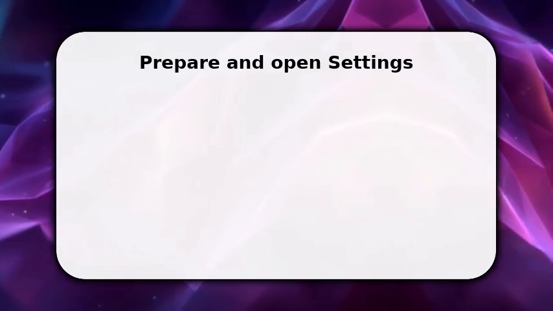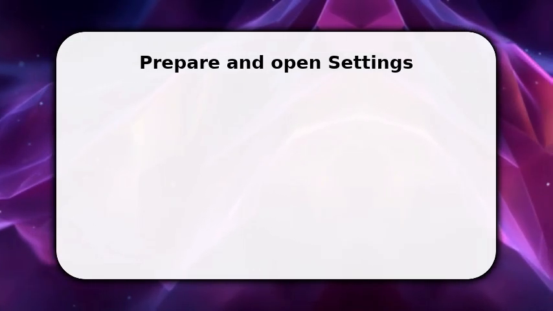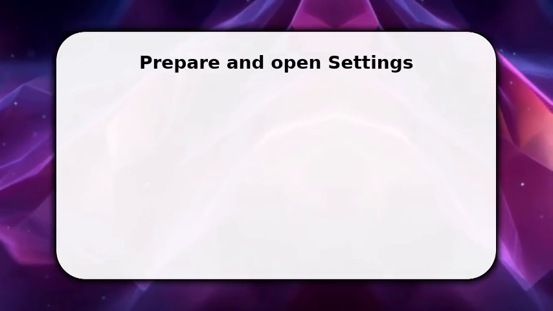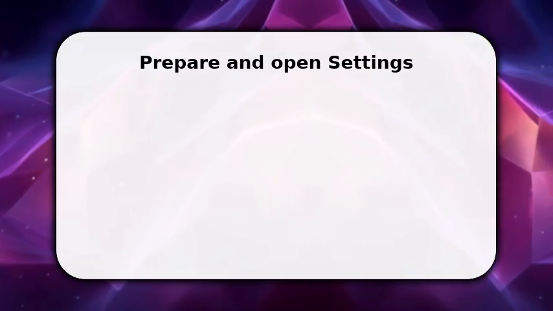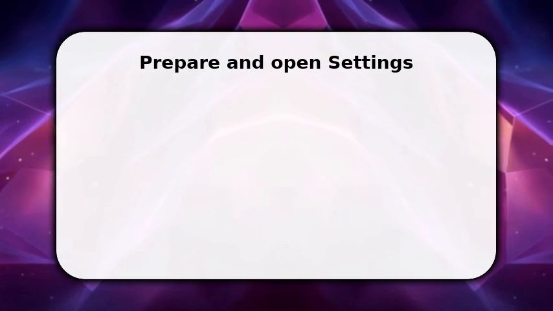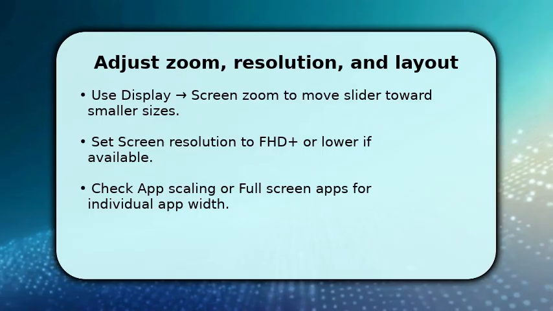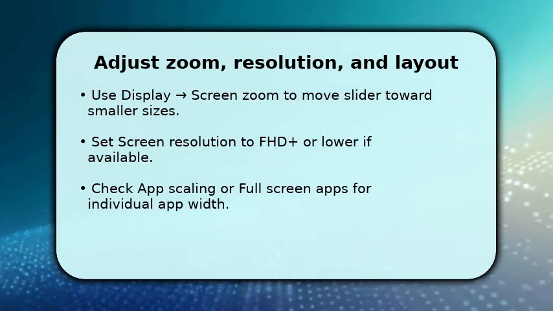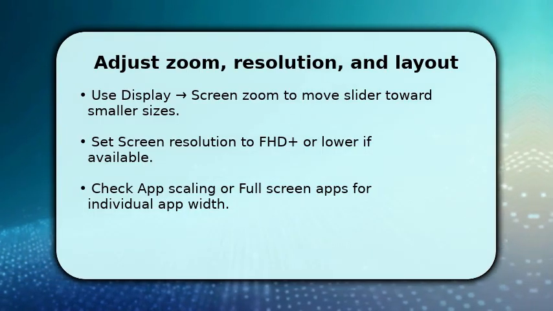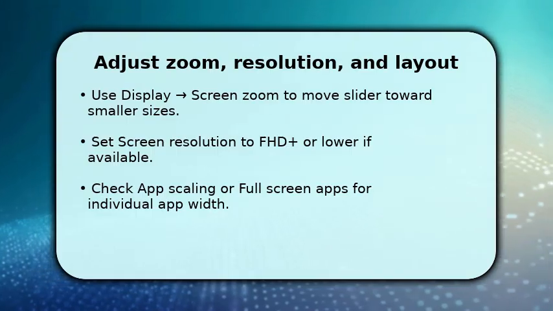Now locate Screen Zoom and Font or Full Screen apps. These first actionable choices let you shrink the usable area reliably without third-party tools. You'll now change 3 link settings so elements actually shrink. Drag Screen Zoom towards smaller to reduce UI element sizes. This directly alters button and text scale.